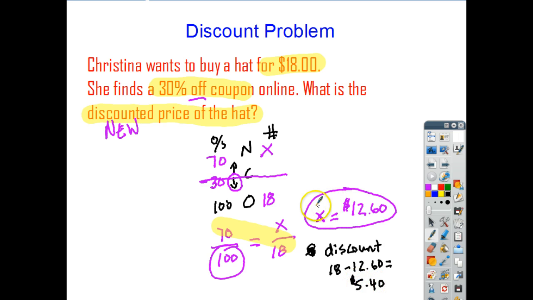Hopefully we answered those two questions, and you now better understand how to solve percent change and discount problems.